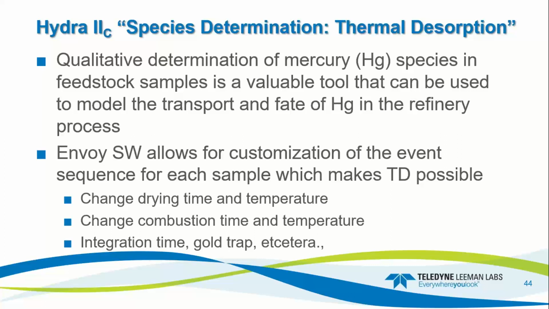Another method that's novel to the system could be thermal desorption. So qualitative determination of mercury species in feedstocks. Is it possible to use that? And if so, it's a valuable tool to measure the species of mercury within the feedstock. Therefore, you can model the transport and fate within the refinery. Also, Envoy allows for customization of the event sequence for each sample, which makes thermal desorption possible. So change the drying time, temperature, change combustion time, temperature, integration time, gold trap, etc.